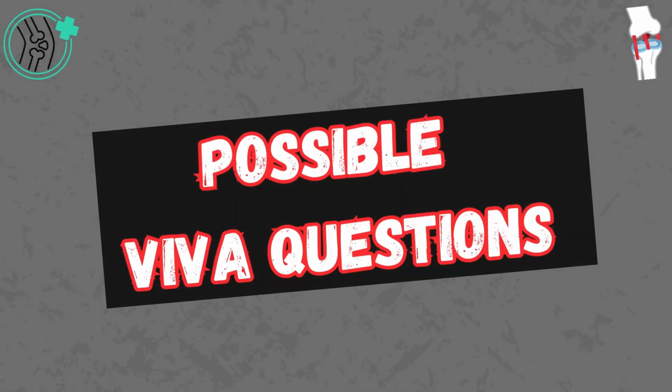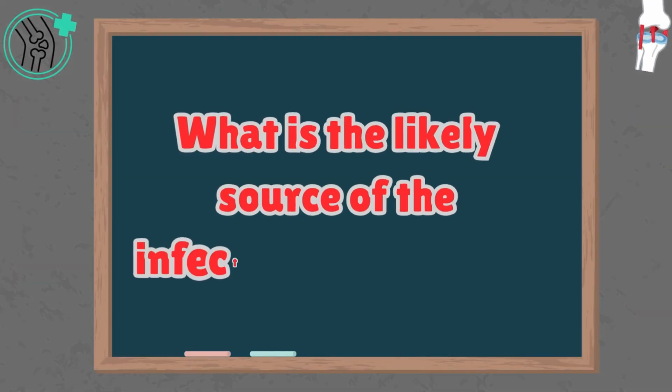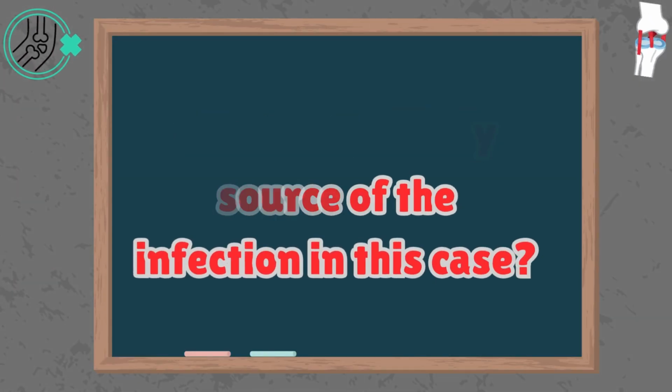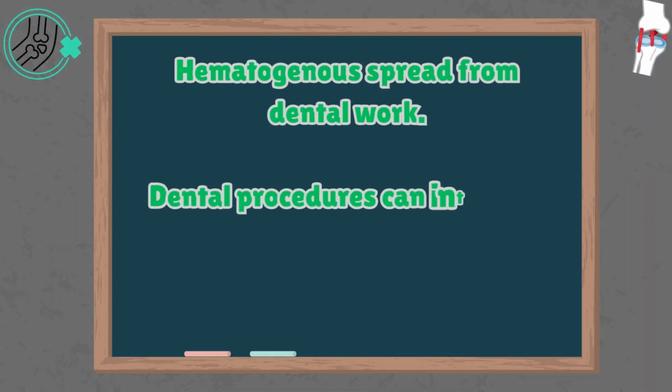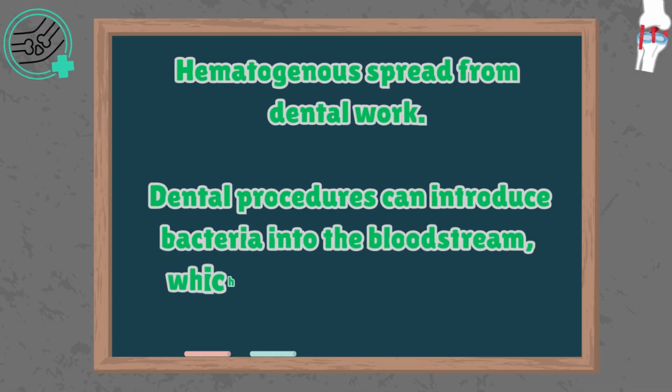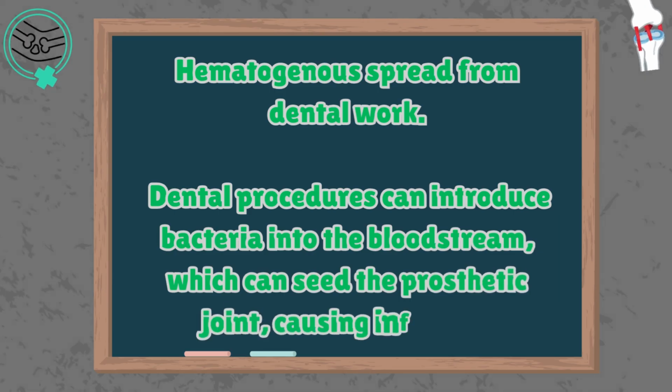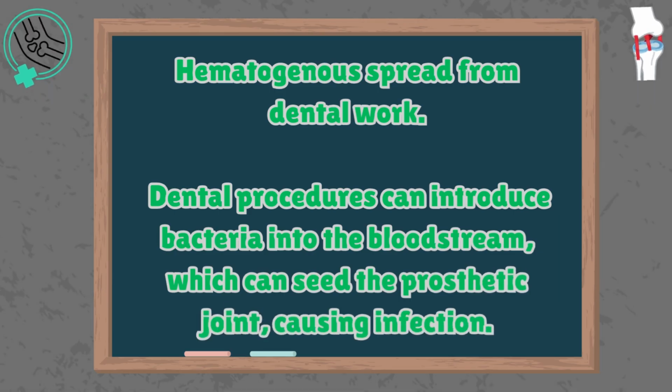Possible VIVA questions. What is the likely source of the infection in this case? The answer is, hematogenous spread from dental work. Dental procedures can introduce bacteria into the bloodstream, which can seed the prosthetic joint, causing infection.